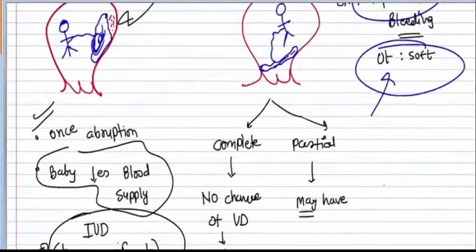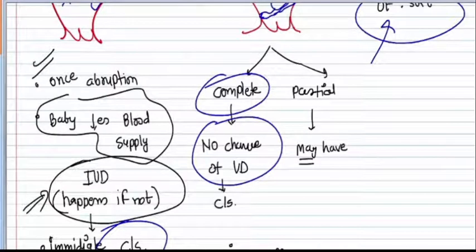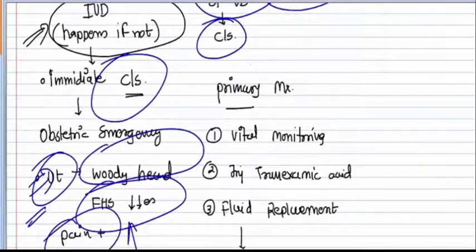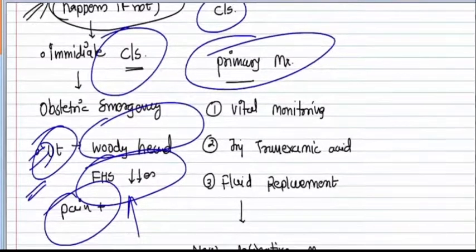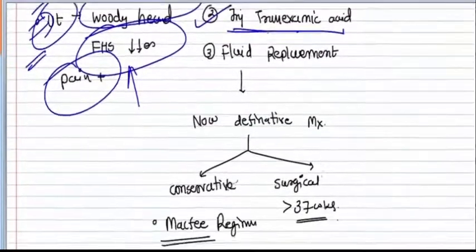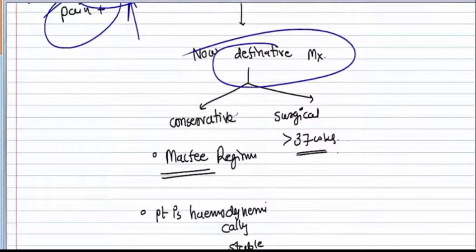Now placenta previa can be either complete, in which there is no chance of vaginal delivery and you must go for cesarean section, or partial, in which a minor chance of vaginal delivery is there. The primary management of placenta previa is to stop the bleeding with injection tranexamic acid, vital monitoring, fluid replacement, and fetal status reassurance. Now the definitive treatment of placenta previa is delivery.